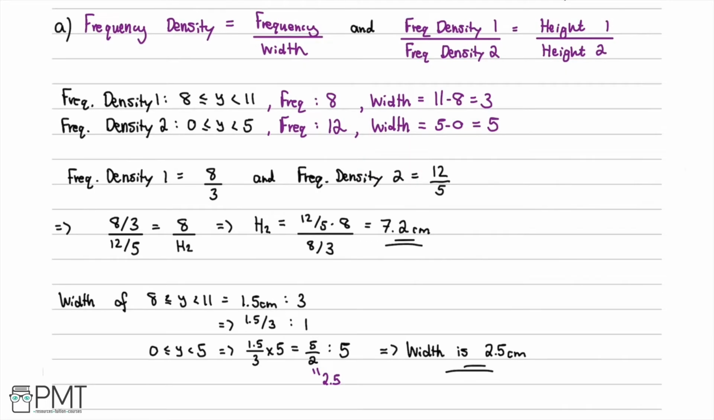So in this question, there were 3 marks available. We receive our first mark for getting to this stage here, where we had an equation to find the height of the 0 to 5 interval. We then receive our second mark for correctly getting the height, and then we receive our third mark for correctly achieving the width, which was 2.5 centimeters.